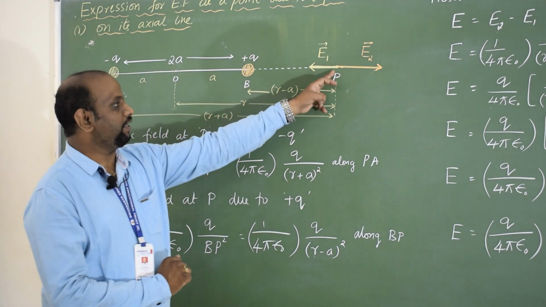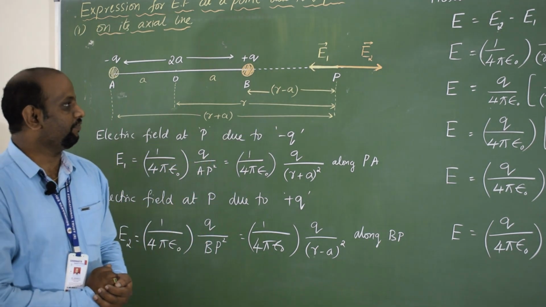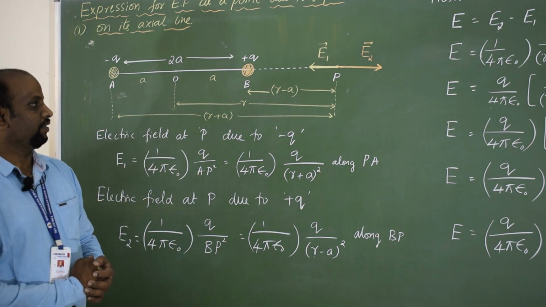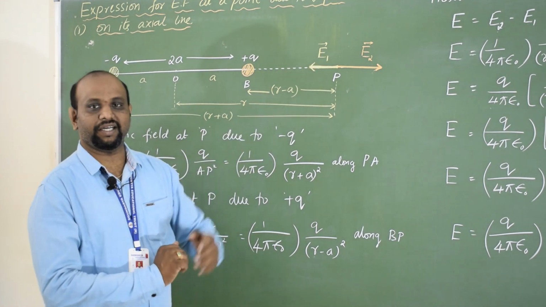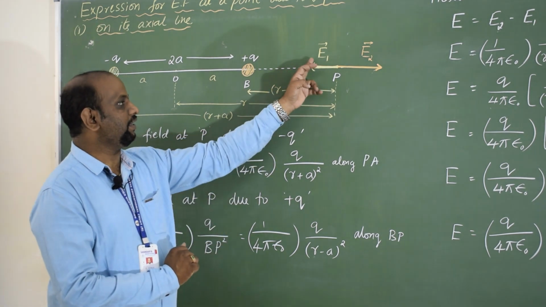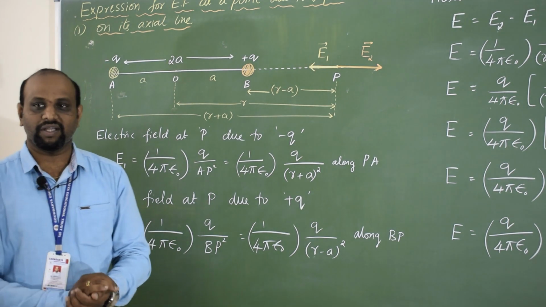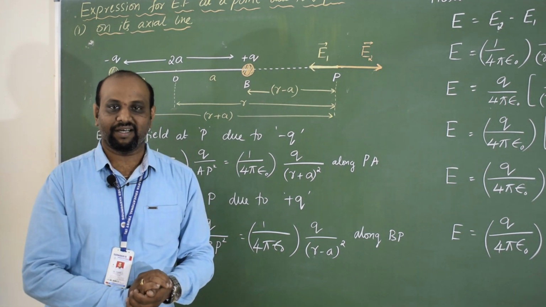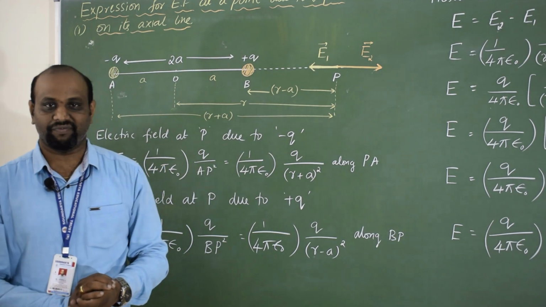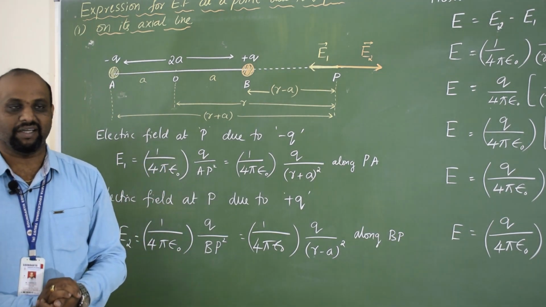At the point P, we need to find out the electric field due to the dipole. At the point P, there are two electric fields acting. One is E1 and the other one is E2. Before going to that derivation, we should know about the direction of the electric field and the expression for the electric field. What is the direction of the electric field?